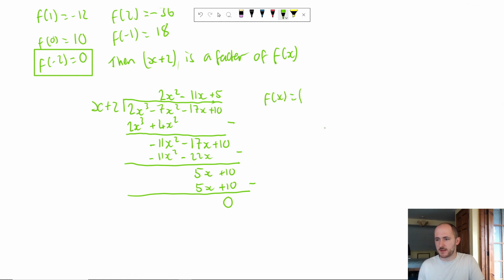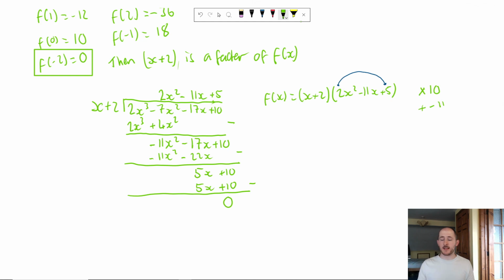So now what we have is that f of x is equal to x plus 2. And when we factorize out x plus 2, we're left with 2x squared minus 11x plus 5. Okay? Again, how would you work this out? Well, it needs to times to this number multiplied by this number, which is 10, right? So 2 times 5 is 10, so it needs to times to 10 and add to minus 11.